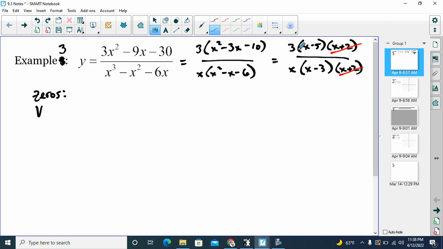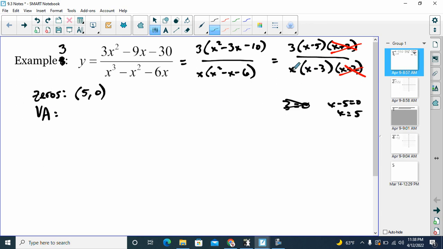Zeros we find the same way. We set the numerator equal to 0. We want to set the numerator, after I cross out this x plus 2, equal to 0. So either 3 equals 0, which it doesn't, or x minus 5 equals 0, giving me x equals 5. So my only 0 is 5, 0. Negative 2 is not a 0 because the top would be 0 at negative 2. The bottom would also be 0 at negative 2. I can't have a 0 and a vertical asymptote at the same point.